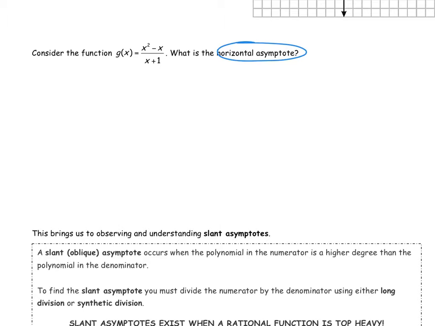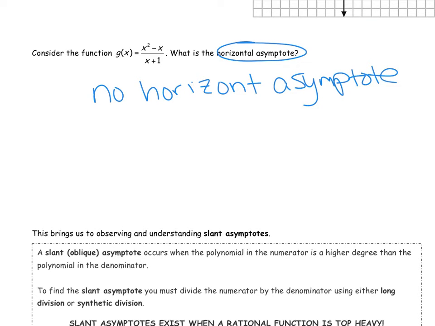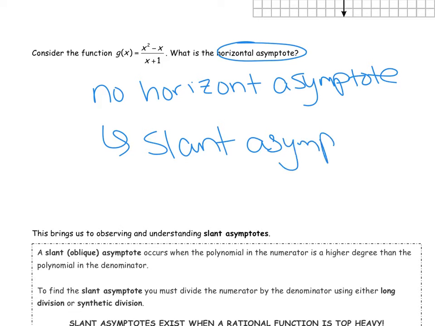Well, because this is top heavy, we know that there is no horizontal asymptote. And if you remember what I said from class, if there's no horizontal asymptote, what does that mean exists then? Good. That means that there would be a slant asymptote. So that's what we're going to be focusing on today. All of the functions that we look at, for the most part, will be top heavy. All right, so let's flip to the next page and take a look.